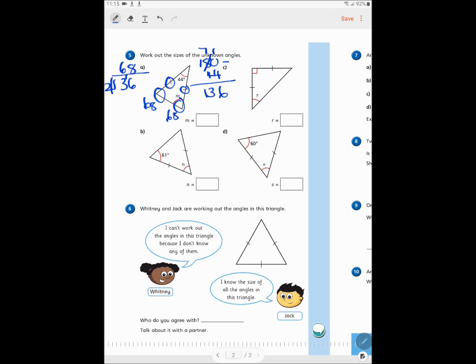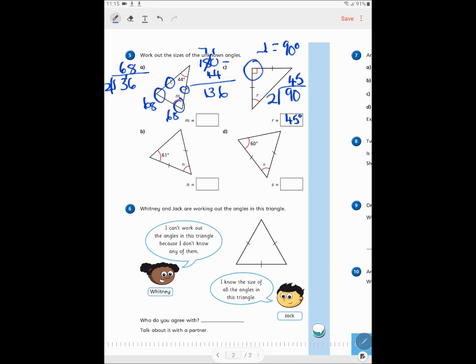Now, on this one here, again, it looks like they haven't given you a lot of information, but they actually have. We're looking at this symbol here. What does that symbol mean? It means it's a right angle. So that is 90 degrees. And once you know that, I know that that must be 90 degrees. In total, it's 180. Well, 180 take away 90 leaves me 90. So these two, it's got to be 90 divided by 2, which gives me 45. So each of those angles is 45 degrees, using the information you already know.